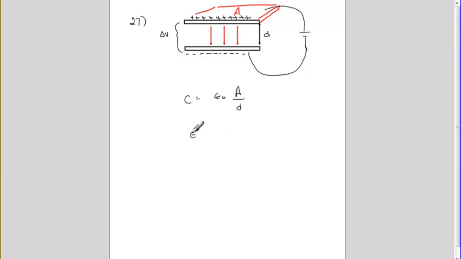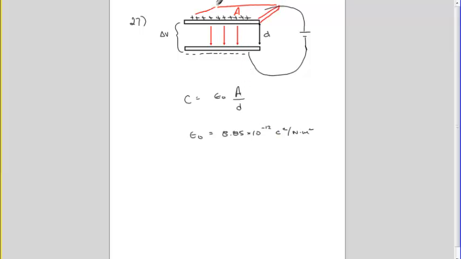Epsilon 0, it's just our Coulomb's constant with a couple of factors involved. So it's 8.85 times 10 to the minus 12th Coulomb squared per Newton meter squared. So that's a constant.